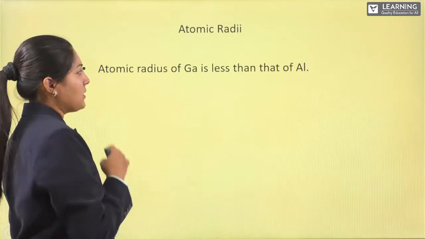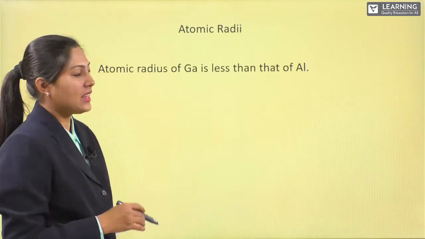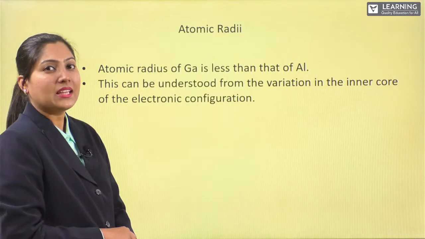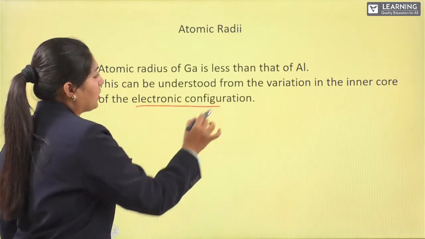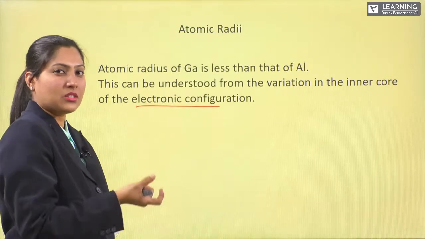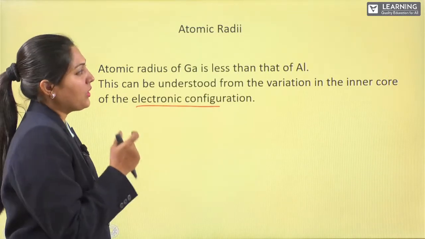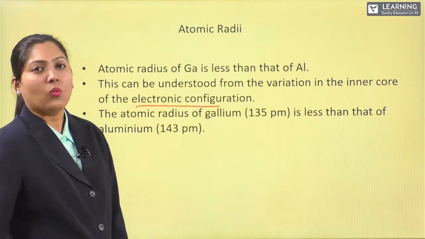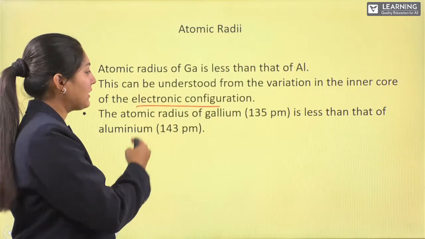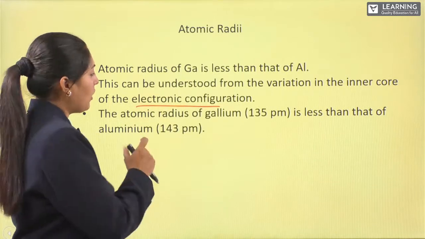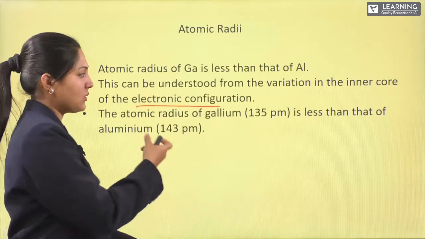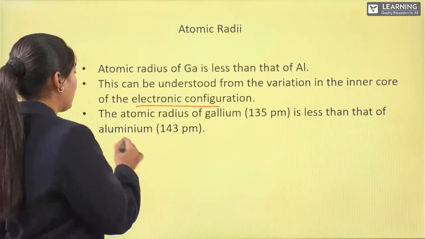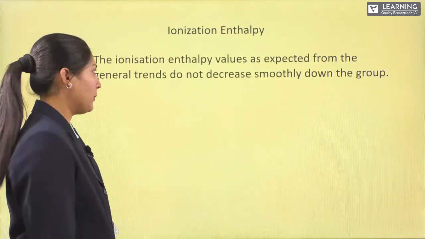The atomic radius of gallium is less than that of aluminium, and this can be understood from the variation in the inner core of the electronic configuration, as the 10 electrons differ from aluminium to gallium. We have this difference, and the atomic radius of gallium is 135 picometer. You can give this in picometer or in angstroms, but since the textbook gives picometer, I am informing you in picometer. So it is 135 picometer, which is less than aluminium, which has 143 picometer.